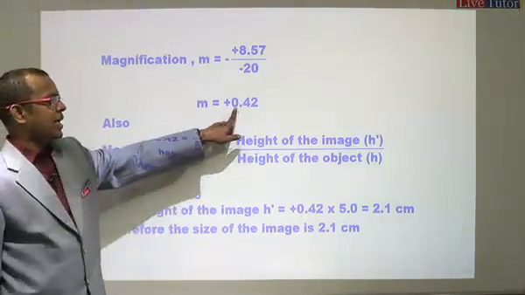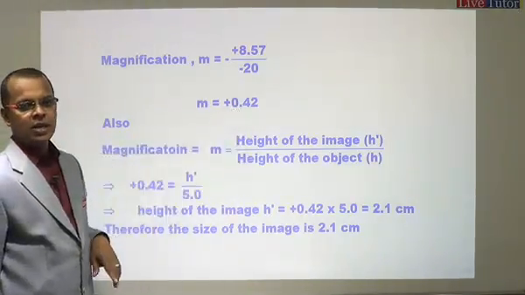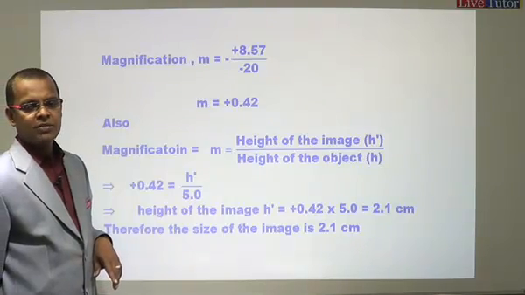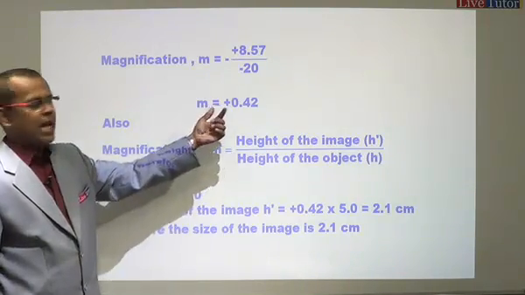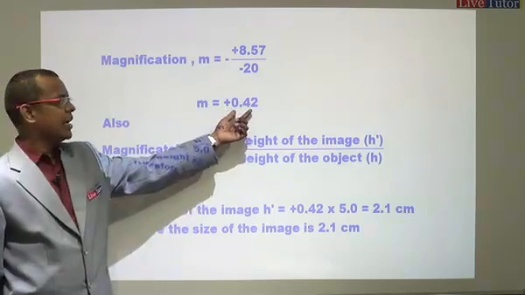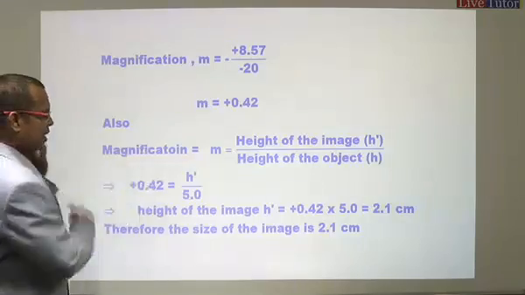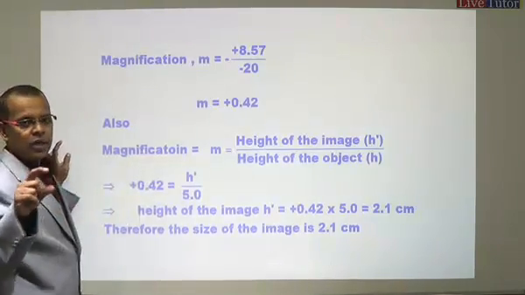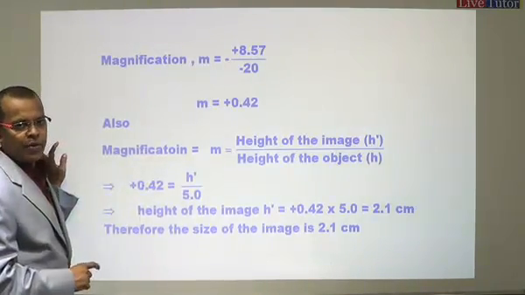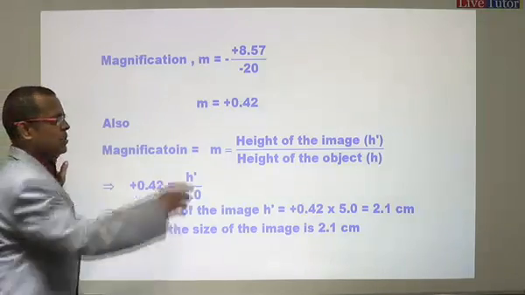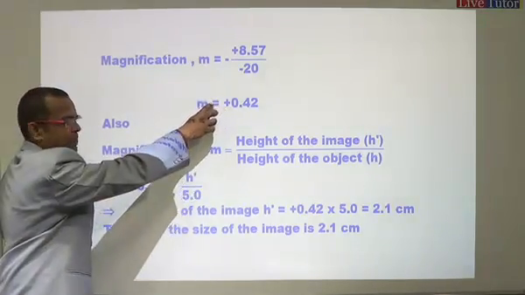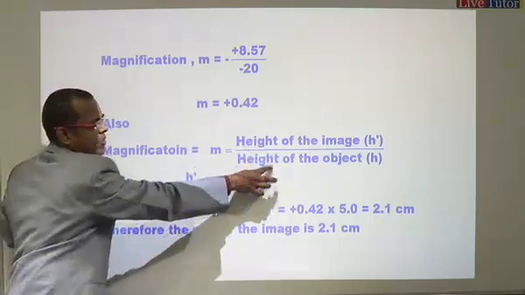So from that we can say that it is diminished one. It is not a magnified one, isn't it? The magnification factor is 0.42. Right. Now, what is the question they are asking? They are asking you to find out the height of the image also. To find out height of the image, we use this formula h dash by h. So M is equal to h dash by h.